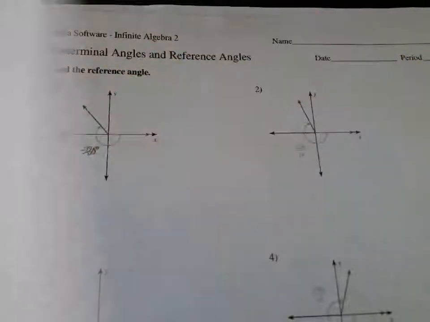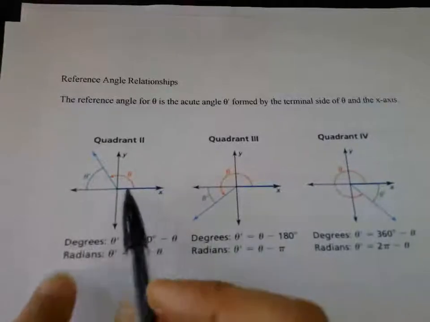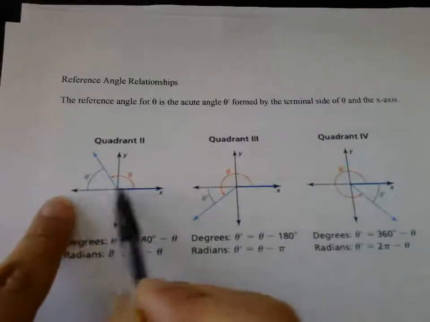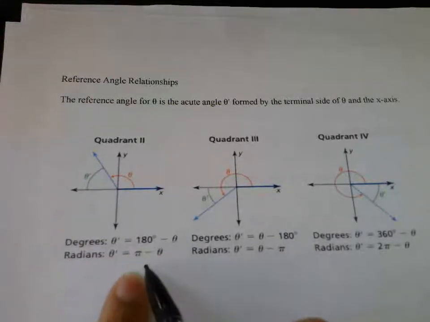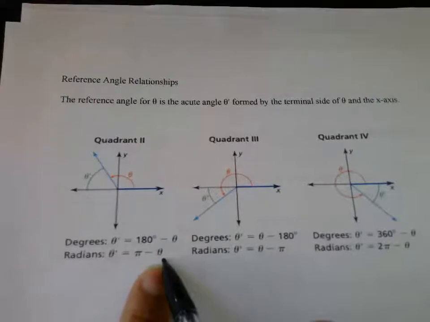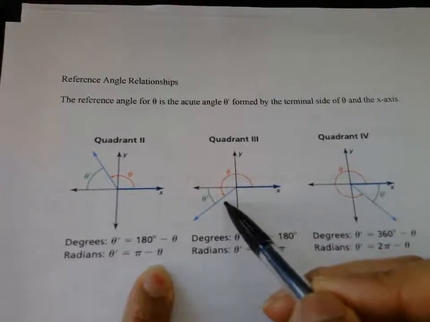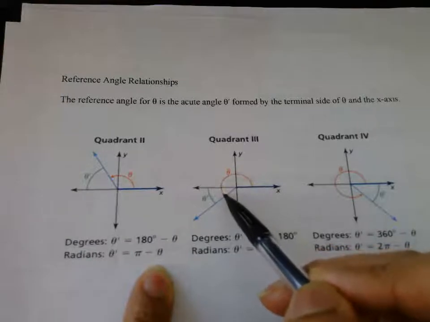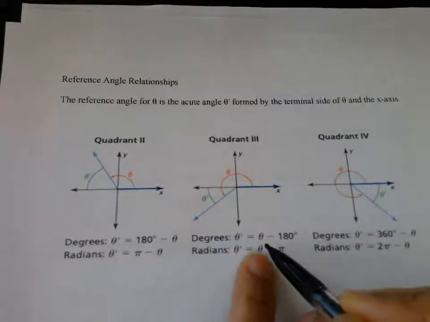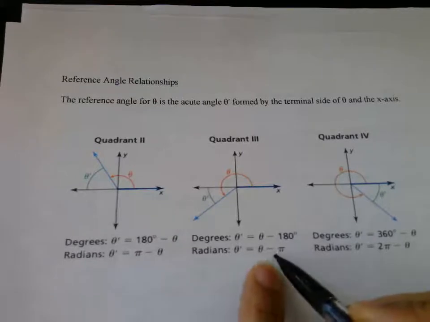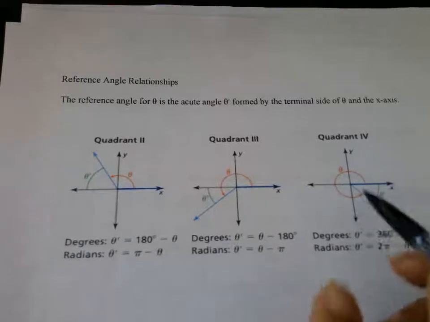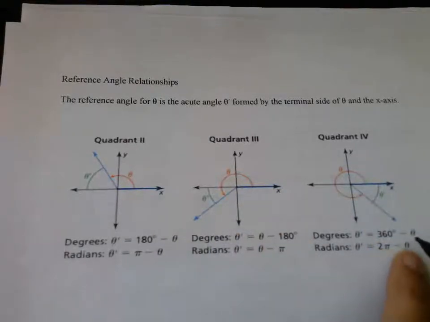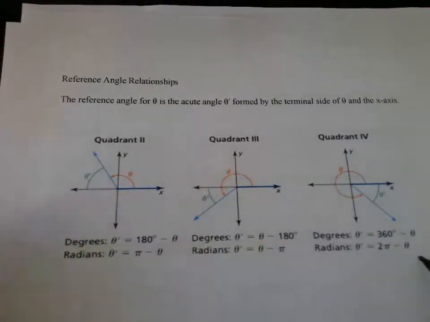If you remember, we have discussed that if the terminal side is less than 180 degrees, then we can subtract the circle angle from 180 degrees, or pi minus the circle angle. If the circle angle is more than 180 degrees, then it is the circle angle minus 180 degrees, or circle angle minus pi. If it is more than 270, whether it is positive or negative, then 360 degrees minus the circle angle, or 2 pi minus the circle angle.